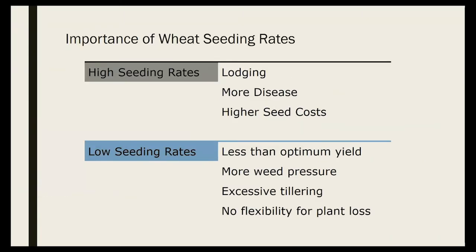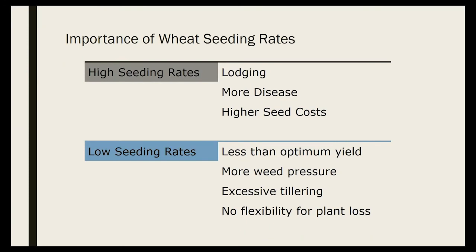Now let's talk about seeding rates. So when we have high seeding rates, we can expect more lodging. We also get more disease, and we have higher seed costs. When we have low seeding rates, we get lower yields. We often see more weeds.